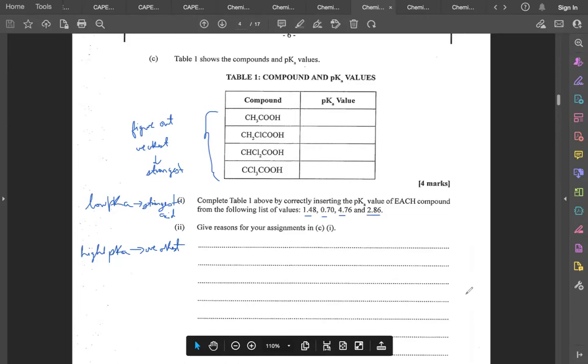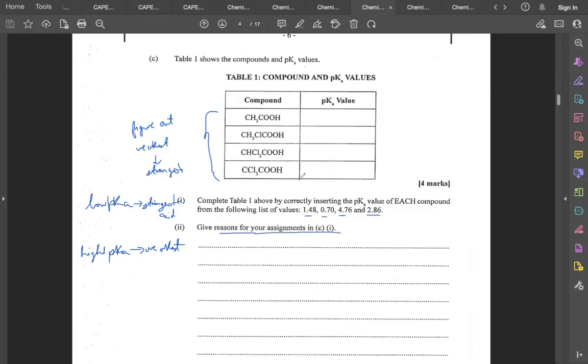Okay. So does anyone have any idea which one is the weakest, which one is the strongest, and how would you know? After you assign it, you're going to have to give reasons, right? So how would you assign these values and then give me your reasons why you're doing that? Okay, guys, any thoughts on that one?